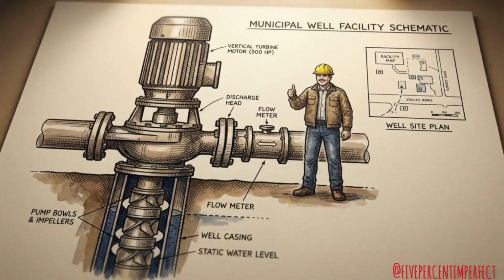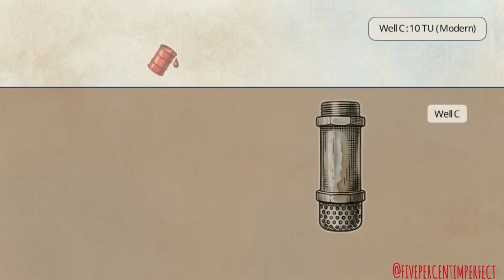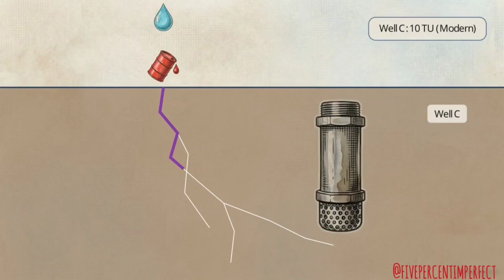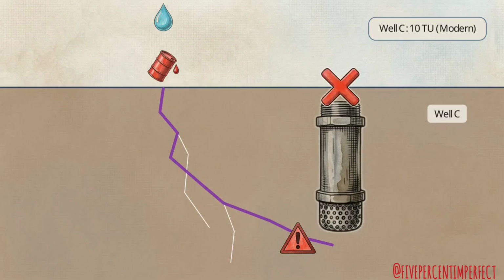Well C is the exact opposite. Drawing modern water means surface rain reaches the intake quickly. Lacking geological armor, water moves rapidly through vertical fractures. The toxic solvent will reach that pump within weeks. The city must shut well C down immediately.